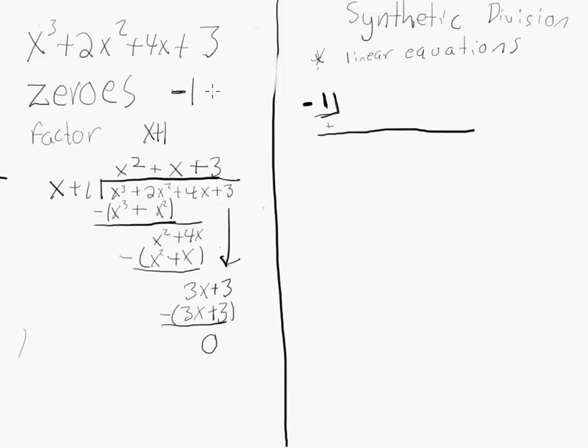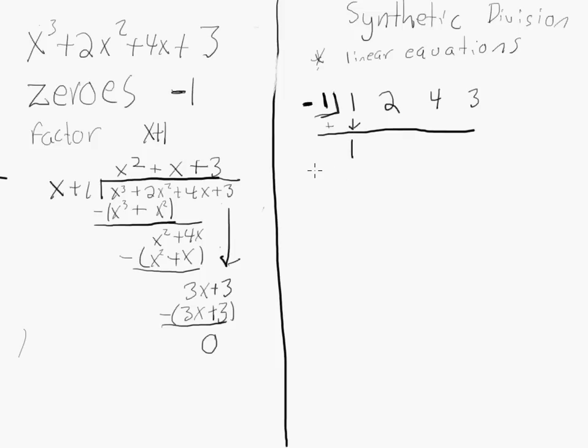Then you take every coefficient up there and you write it out. So the coefficient here is a 1. That's what's in front of x cubed. And then my 2, which is the coefficient for x squared. And then my 4. And then my 3. And the very first thing you do is you drop. So I'm going to drop this 1 down to here as a 1.